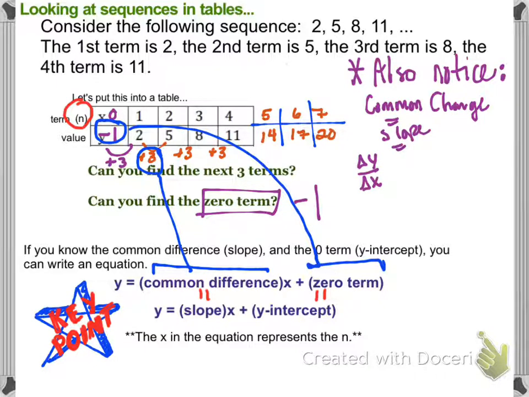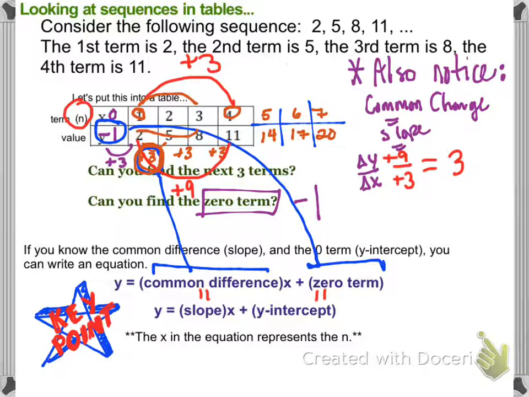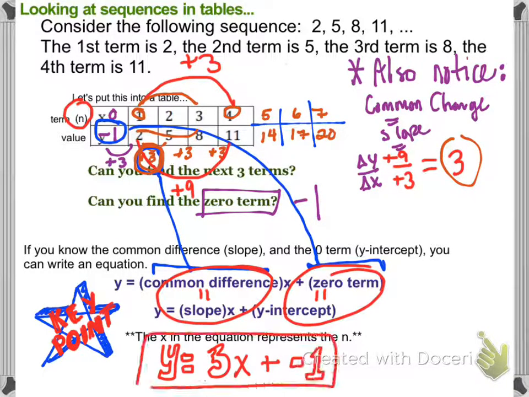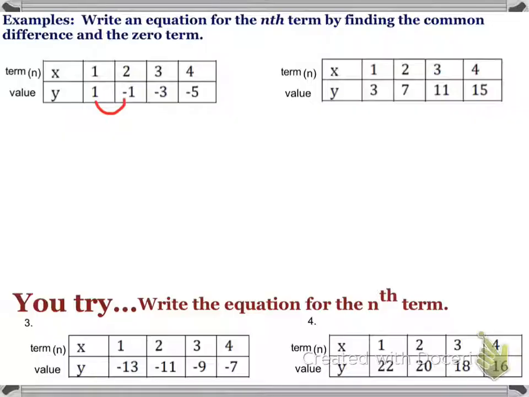So if they for some reason gave you the first term and the fourth term, so the first term is 2 and the fourth term is 11, you could still find the slope because the change in x is 3, the change in y is 9. 9 over 3 gives you 3, which is our common difference. It doesn't matter which 2 you pick. So if I go from 1 to 3, 2 to 8, that would still be a 6 over 2, which reduces to a 3 common change, so a 3 slope. So our equation here is y equals 3x plus negative 1, or 3x minus 1.